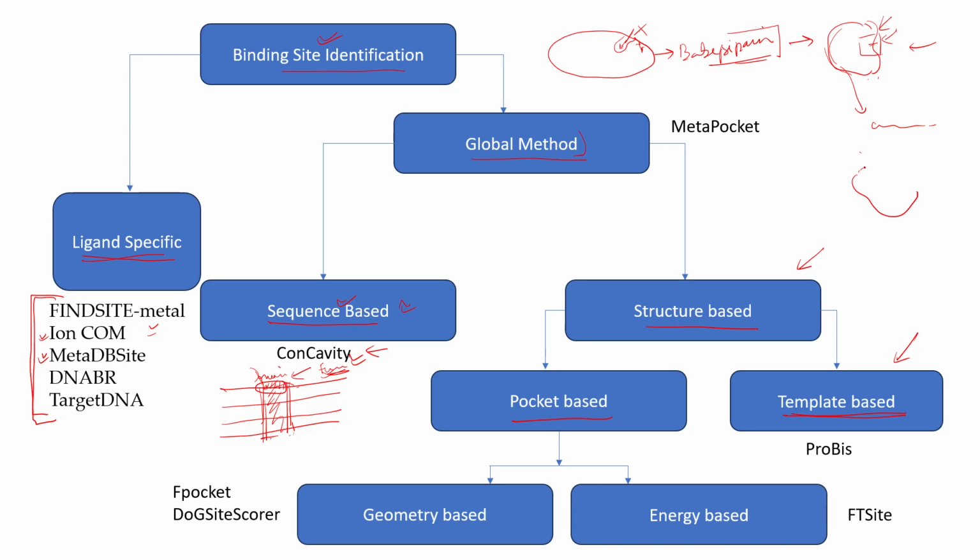If the structure present in the database has a defined active site, let's say a co-crystallized ligand in the database structure that you are comparing with your target structure, then when you overlap it with your target structure, that position of your target structure may also be the active site pocket. This is the concept of the template base. Probis is one of the programs to do that.